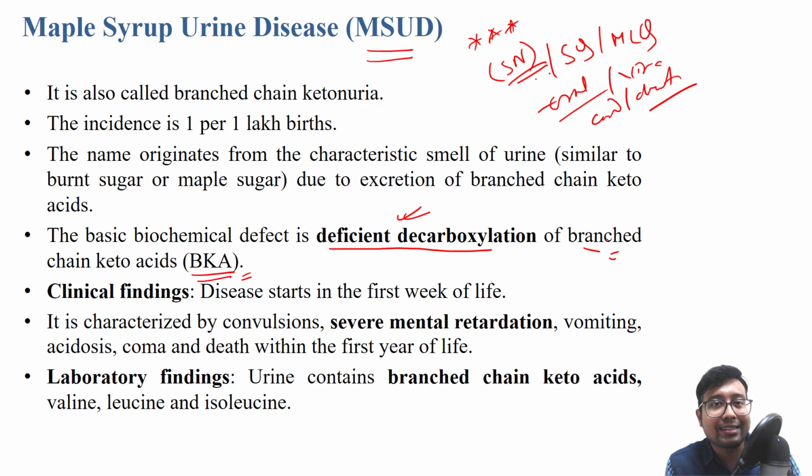Can you tell me what test is positive in ketonuria? Answer is Rothera's test, right? So you have guessed it very correctly. In maple syrup urine disease also, Rothera's test is positive. Can you name any other metabolic protein metabolism disorder where Rothera's test is positive?